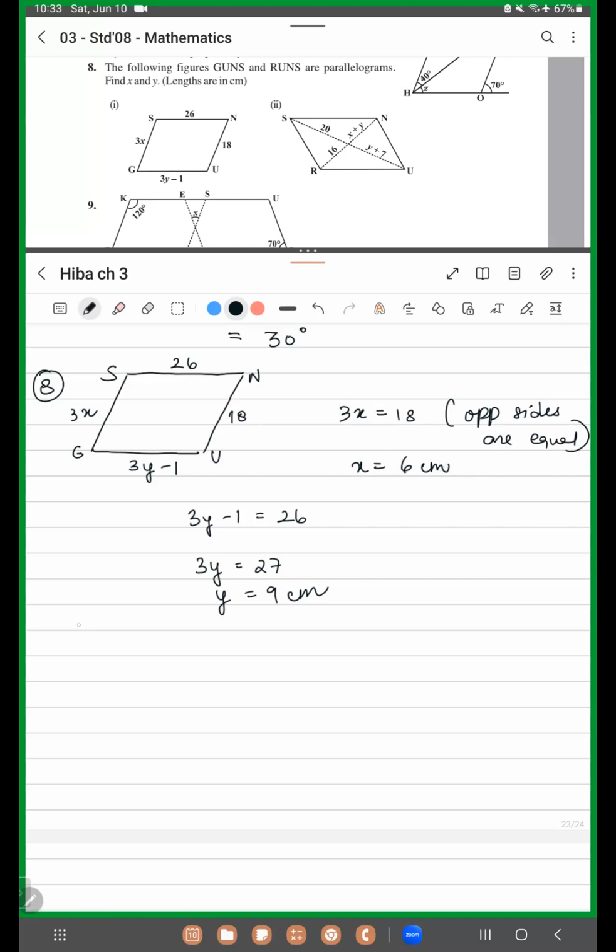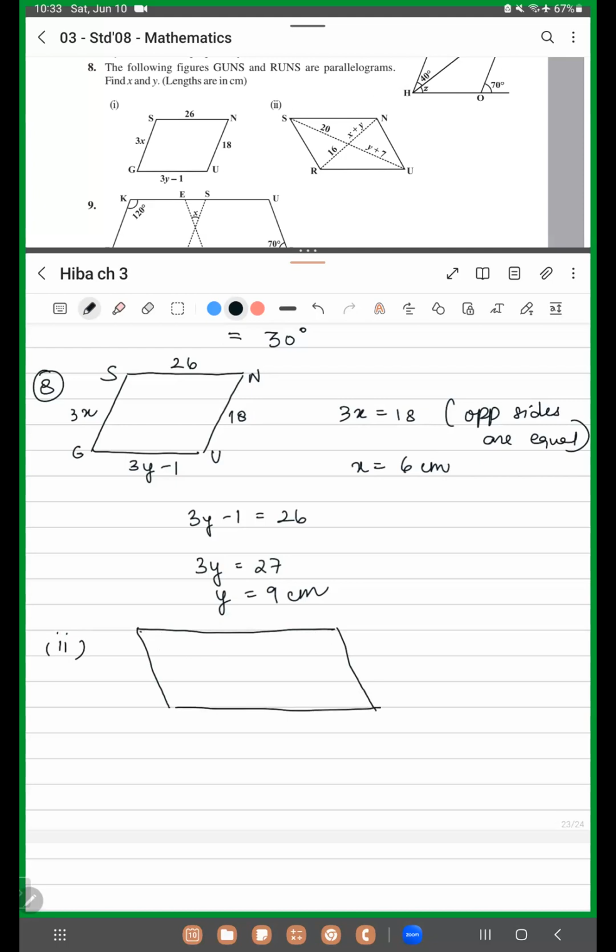Do we have to write centimeters in the second part? Not necessarily, but if you write it, it's better. You can be on the safer side.